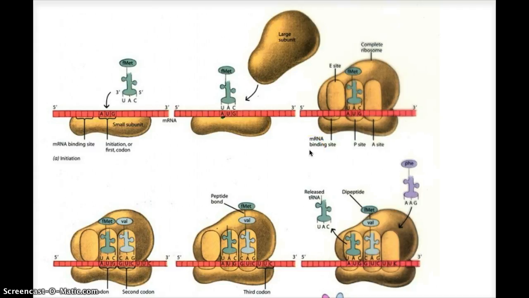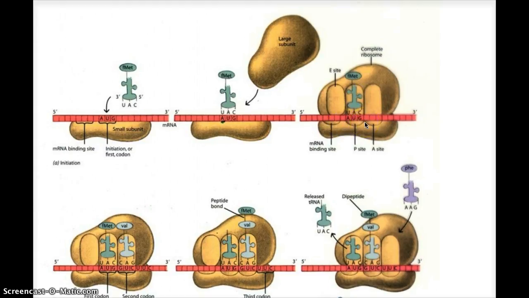The large subunit has a tunnel through which the mRNA travels, in which ribosomes will travel down the mRNA strand. As you can see, there are three binding sites: the E site, the P site, and the A site. The first transfer RNA is already in the P site.